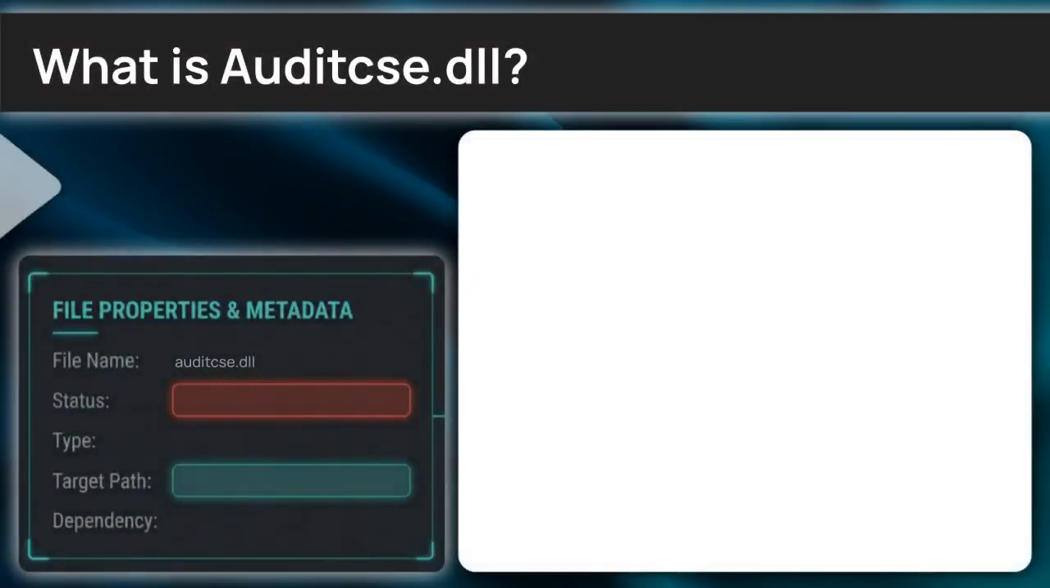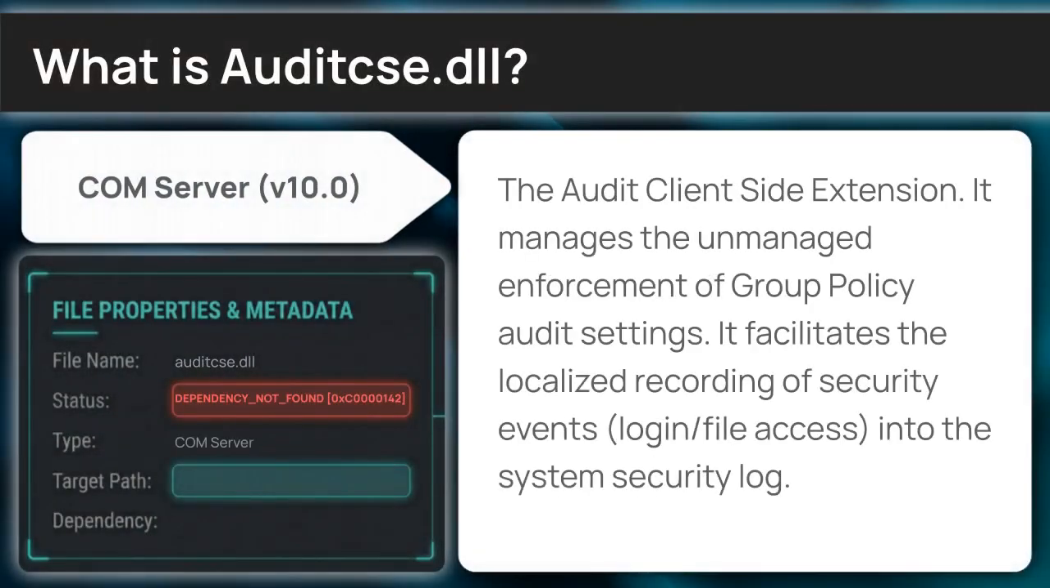This is the Auditcse Library, the Audit Client Side Extension. It manages the unmanaged enforcement of Group Policy Audit settings. It facilitates the localized recording of security events, login, and file access into the system security log. Now that you're up to speed on the file's role, let's begin the repair process.